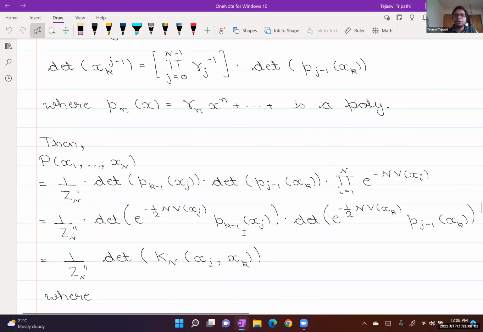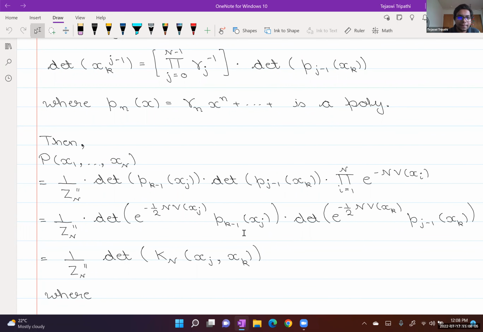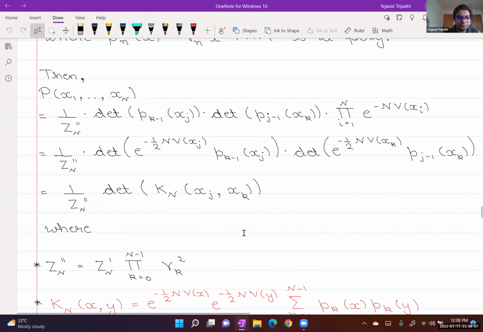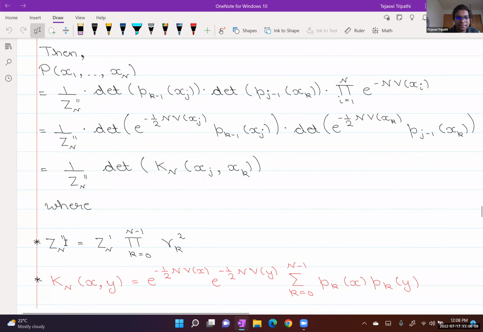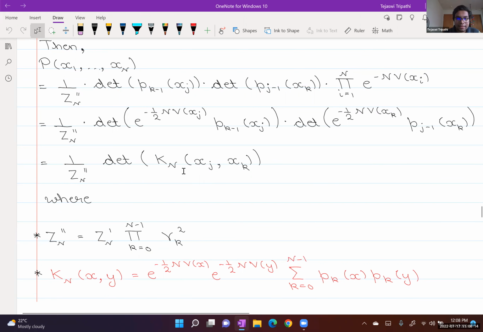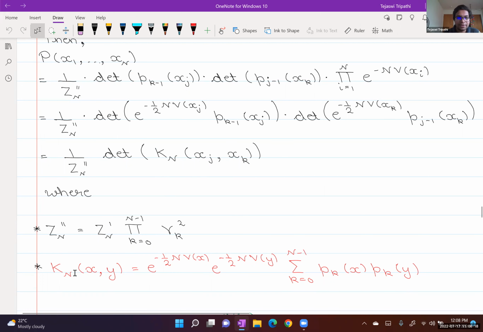So determinant of A times determinant of B is nothing but determinant of AB. Remember, Z_n double prime is nothing but Z_n prime times the product of these. And K_n, the (j, k)th entry, is given by this K_n(x, y). It is e to the power minus half n V(x), e to the power minus half n V(y), times this summation. Have you seen this summation before? This is the Christoffel-Darboux formula, and that's what we're going to use here.